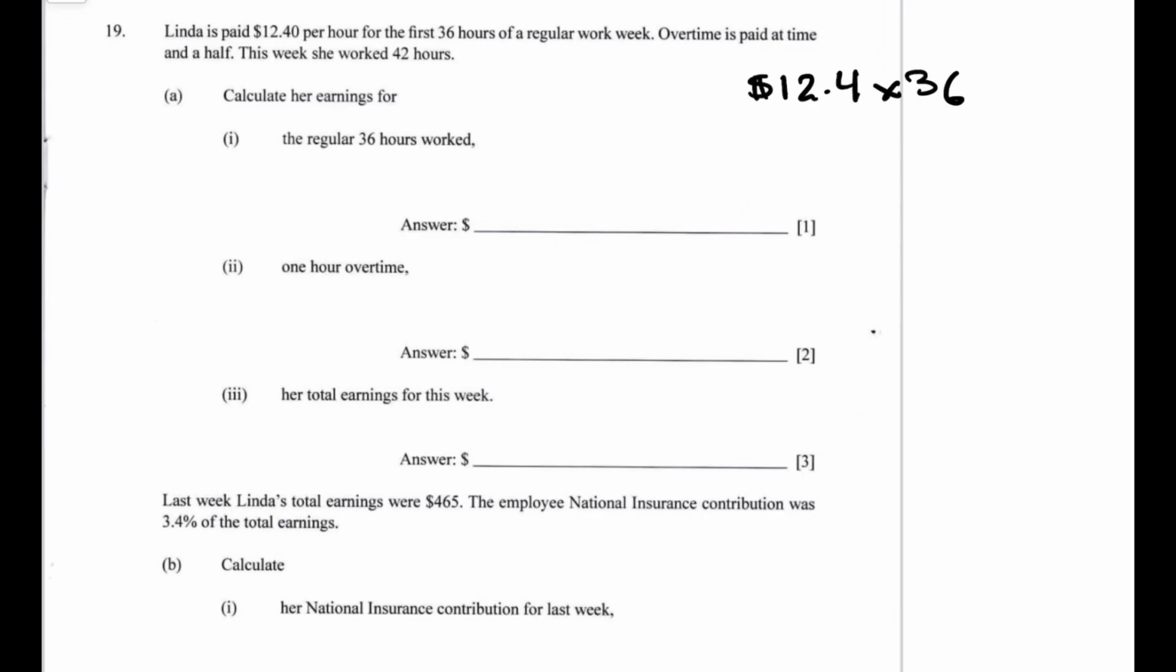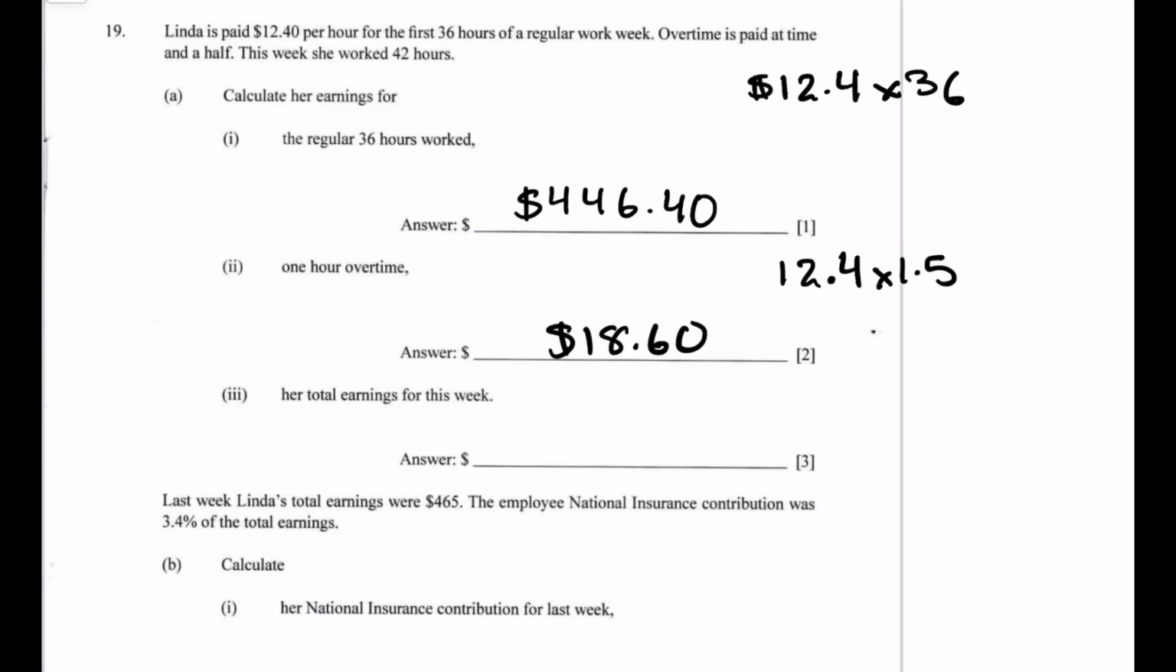And that will give us $446.40 for the 36 hours. And now we want to know how much she made for 1 hour of overtime. It says that overtime is paid at time and a half. So on a regular hour she makes $12.40, and for 1 hour of overtime, we're going to multiply that by 1.5. So it will be 12.4 times 1.5, and that will give us $18.60. So she makes $18.60 for 1 hour of overtime.